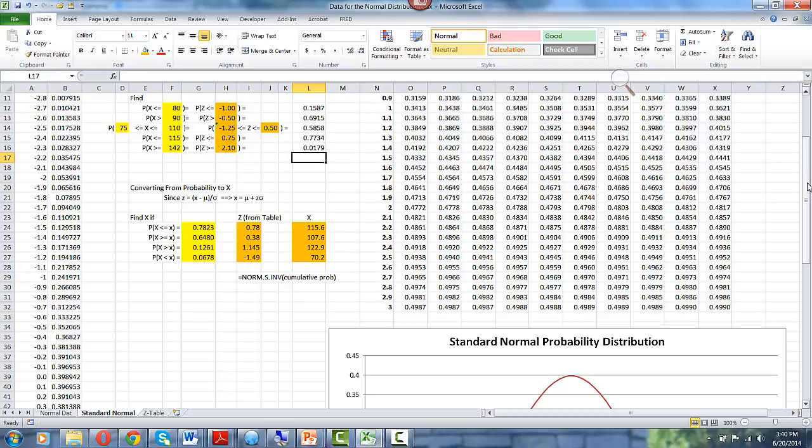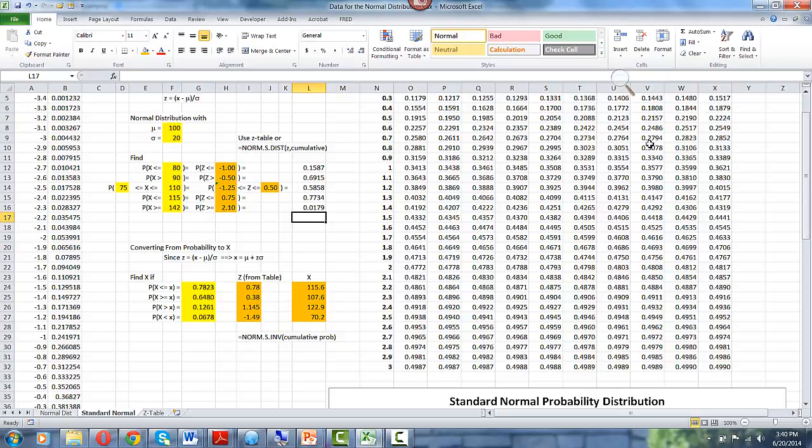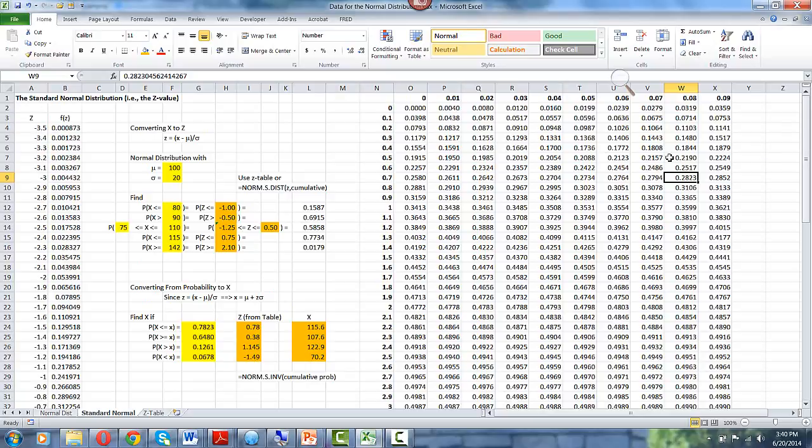So what I want to look for is 0.2823, and that is right there. And so the z value corresponding with that area is 0.78. So that's why I plugged in 0.78 there, and then this is just this formula right here. So I'm taking 100 plus 0.78 times 20. I get 115.6.